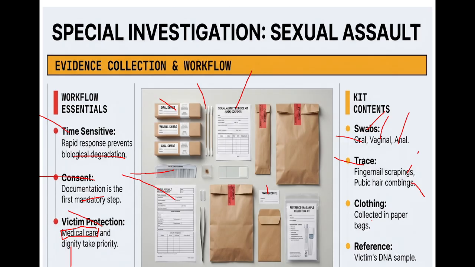Again, clothing is collected in paper bags. We need these paper bags to collect all the clothing, underwear, and everything else. Why is that? Because you don't want a plastic bag, because we talked about mold and degradation. Heat and humidity will cause moldy and degraded biological samples, especially semen.